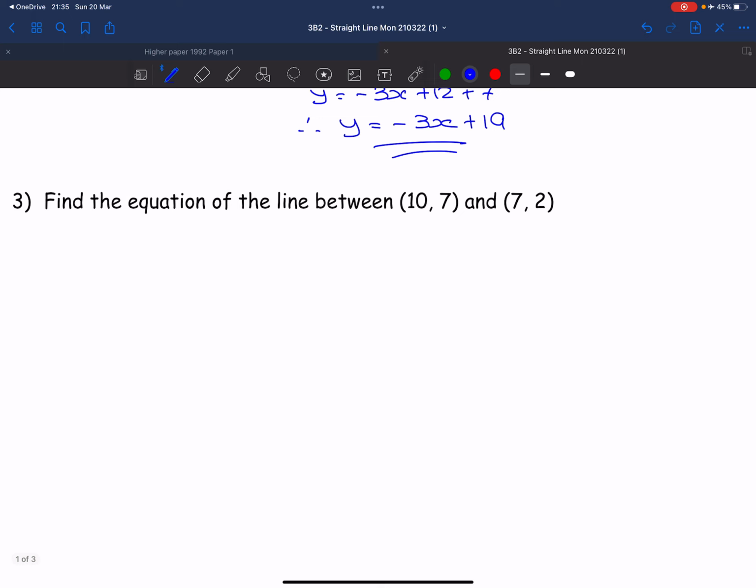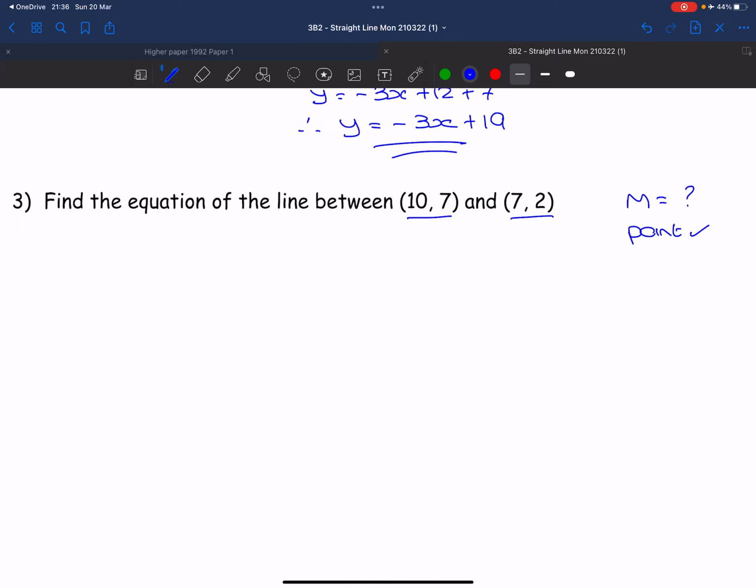The third example, this time I don't know the gradient. So in order to find the equation of a line, I have to remember that I need the gradient and I need a point. Well, I have a point. In fact, I've got 2 points. I can either use the point (10, 7) or the point (7, 2). It doesn't matter which one I use. But the thing is, I need to find the gradient first.